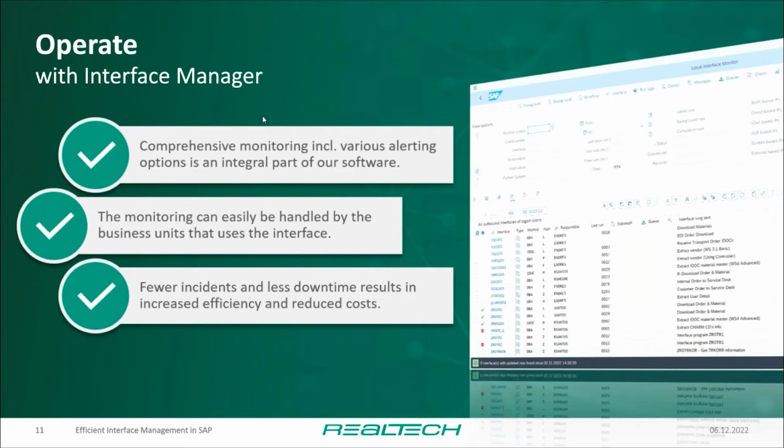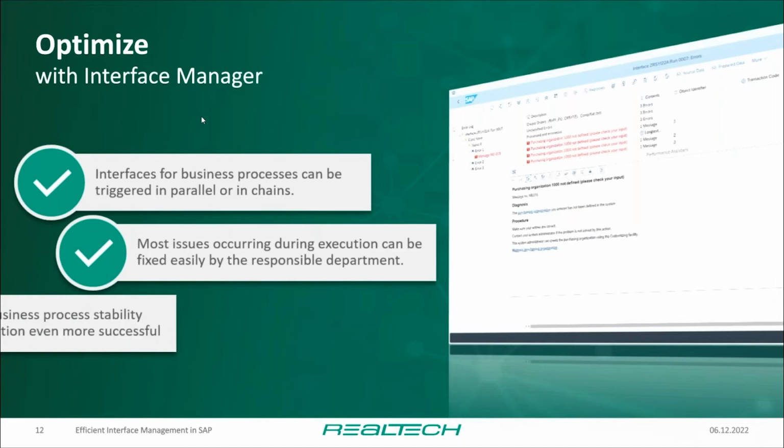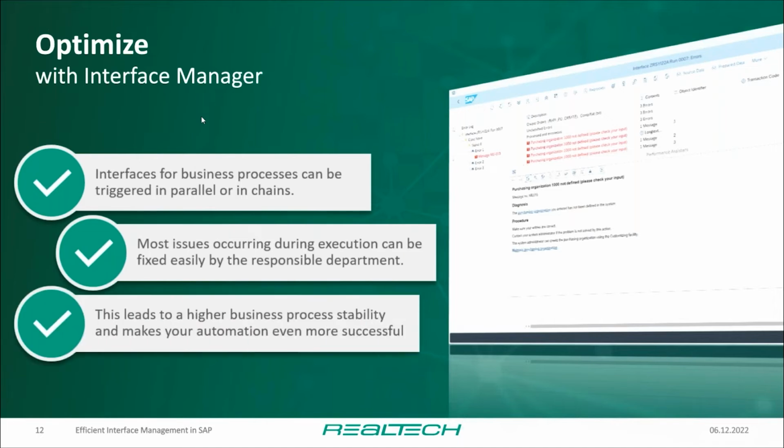After operating and before the designing, of course, there's a phase we call optimize. That means there's still something you can do to make your interfaces better, or if there's an error, that you can easily solve this error in the interface. So you have different ways to improve your optimization or your automation at this point.